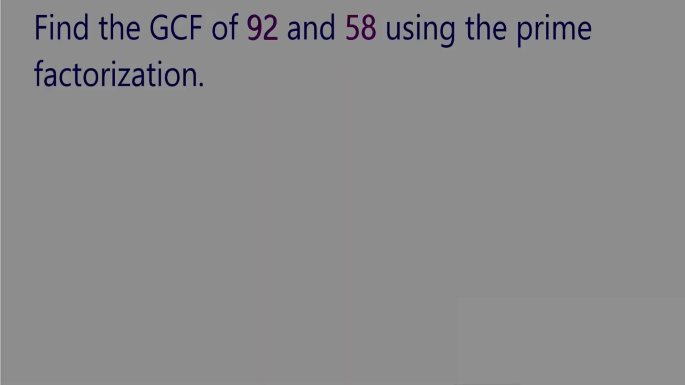Find the GCF of 92 and 58 using the prime factorization. Starting off with 92, we find the prime factors. What two numbers greater than 1 could we multiply by another to get 92? If you are not sure, you can try to check which number 92 could be divided into.